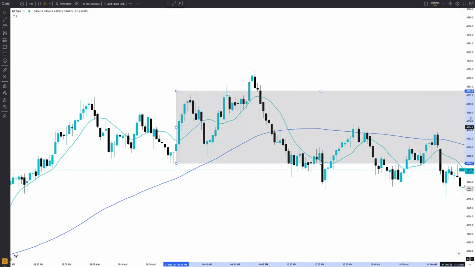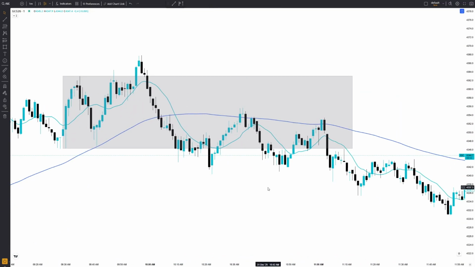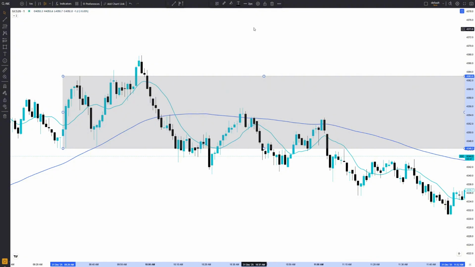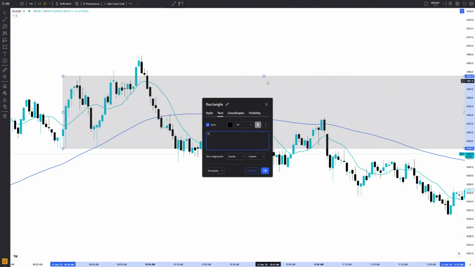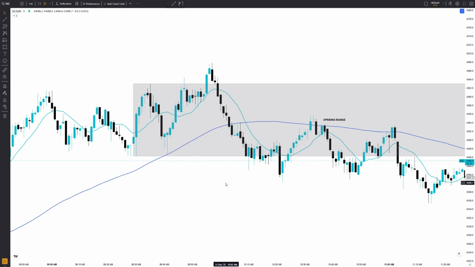Usually I like to slide this to the end of the day with futures. On TopStep, you have to stop trading at 4:10, so that's what I'll usually drag this all the way out to. But we don't have to worry about that right now. Let me type in opening range. So what I'm looking for is price to break out to the upside of the opening range, or price to break to the downside of the opening range.